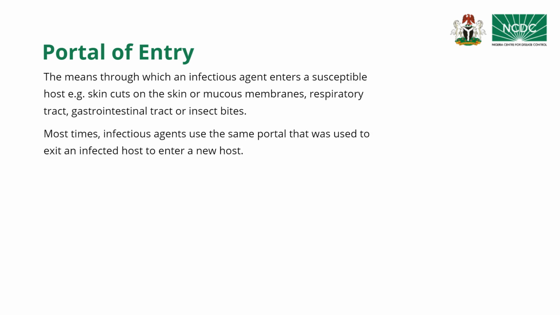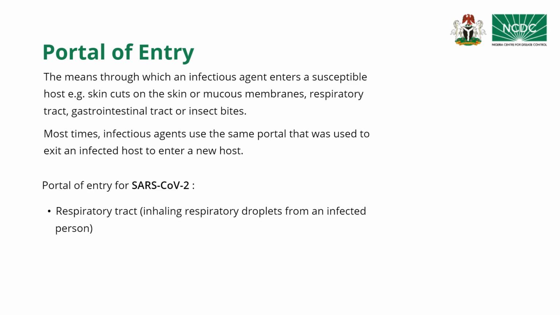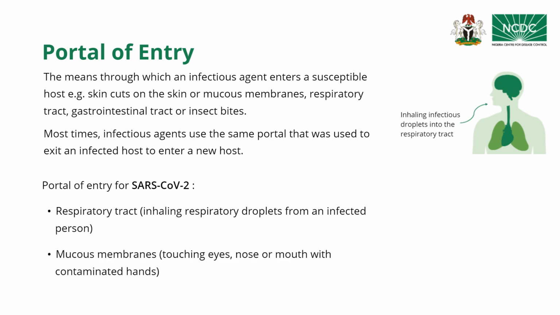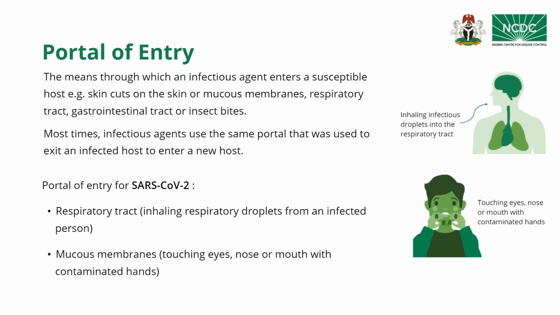Most times, infectious agents use the same portal that was used to exit an infected host to enter a new host. For example, the respiratory tract serves as both a portal of exit and a portal of entry for SARS-CoV-2. A susceptible person can become infected by inhaling respiratory droplets from infected persons. A person can also become infected with SARS-CoV-2 when he or she touches a contaminated surface or object with his or her hands, and then touches their eyes, nose, or mouth.